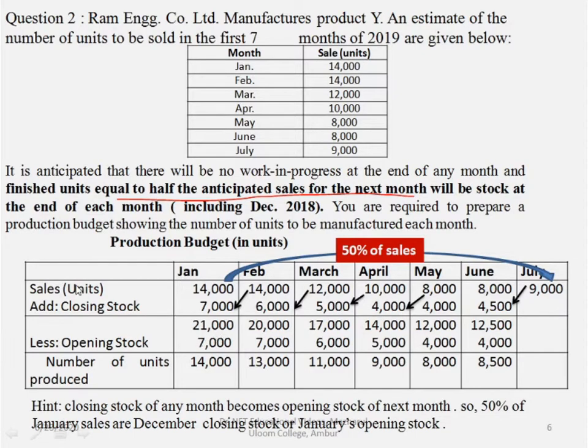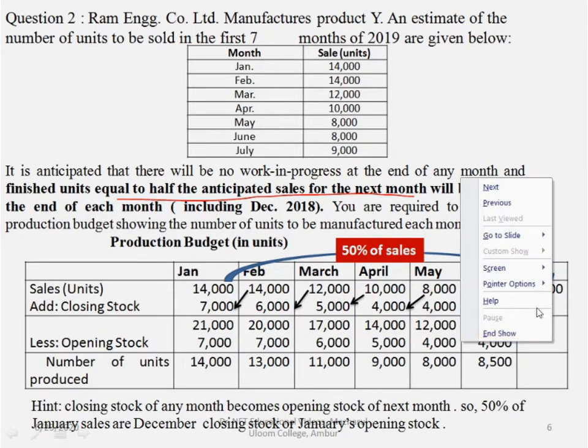Now you have to add up the sales along with the closing stock to find out the total units needed. So 14,000 plus 7,000 is 21,000, 14,000 plus 6,000 is 20,000, then 17,000, 14,000, 12,000 and 12,500. For July, nothing is mentioned.